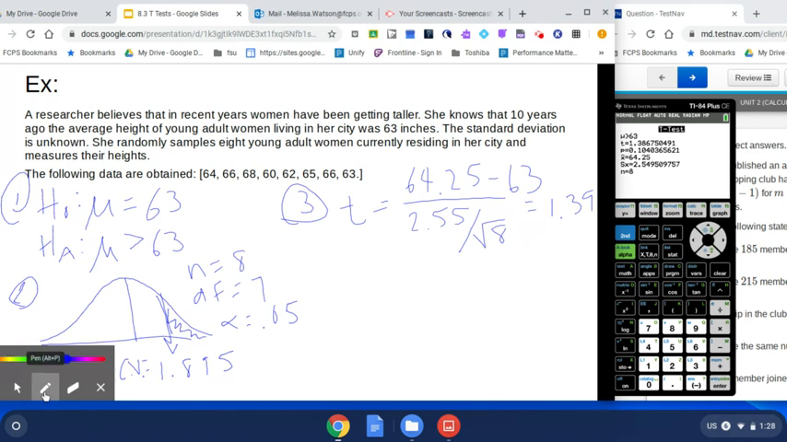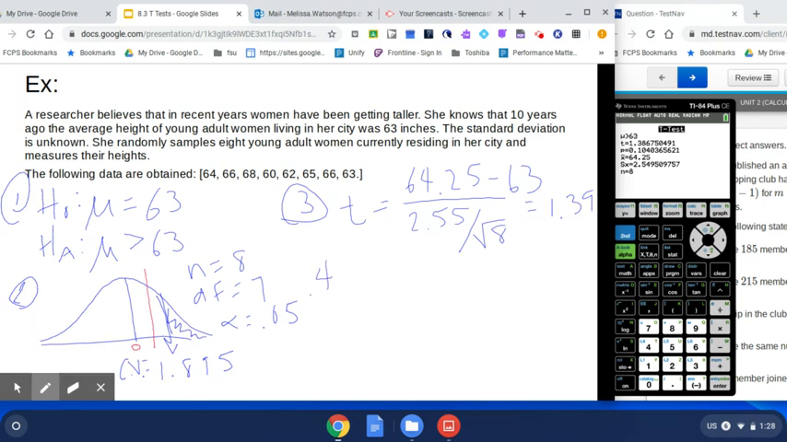So taking a look at where that falls on the distribution, 1.39 is going to be in between 0 and my critical value of 1.895. So we're in this region. We are in the non-shaded region.